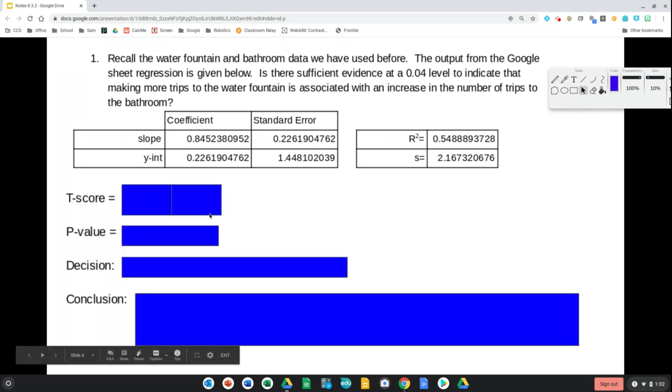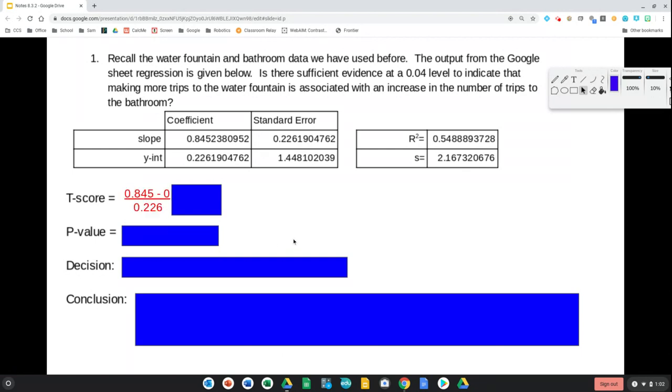Okay, so now we want to find the t-score. So take that information that we know: the slope, the standard error, the null value. Figure out what your t-score would be. So it's going to be set up like this. And the value that you get for your t-score is going to be 3.74.